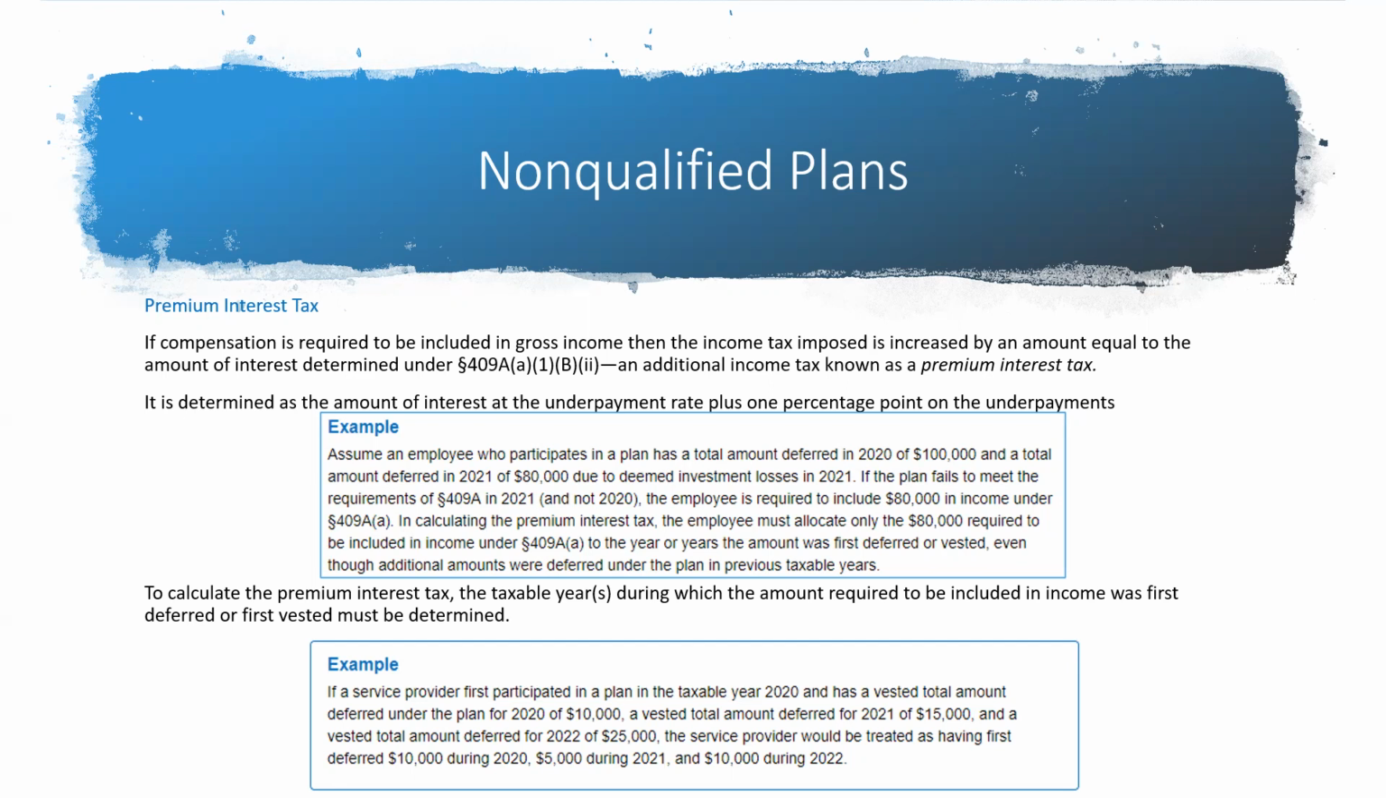If your service provider first participated in a plan in the taxable year 2020 and has a vested total amount deferred under the plan for 2020 of $10,000, a vested total amount deferred for 2021 of $15,000, and a vested total amount deferred for 2022 of $25,000, the service provider would be treated as having first deferred $10,000 during 2020, $5,000 during 2021, and $10,000 during 2022.